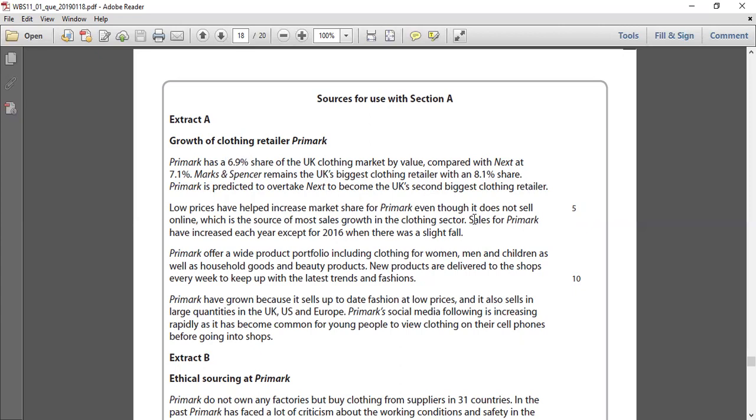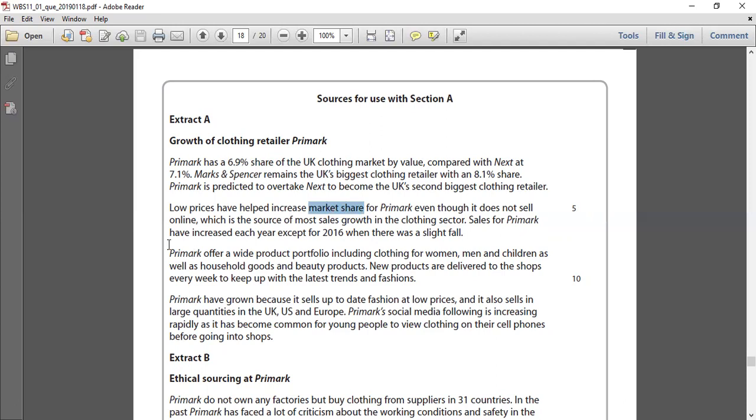The biggest retailer is Marks and Spencer, secondly Next, and then third position right now Primark. So now they want to go to the second position. Low prices have helped increase the market share for Primark, even though it does not sell online. Another important section to highlight: low prices have helped increase the market share. This is a good marketing strategy. We call this a mass marketing strategy, low price, and they like to be a cost leader. Cost leadership in the market, and then you want to increase market share.